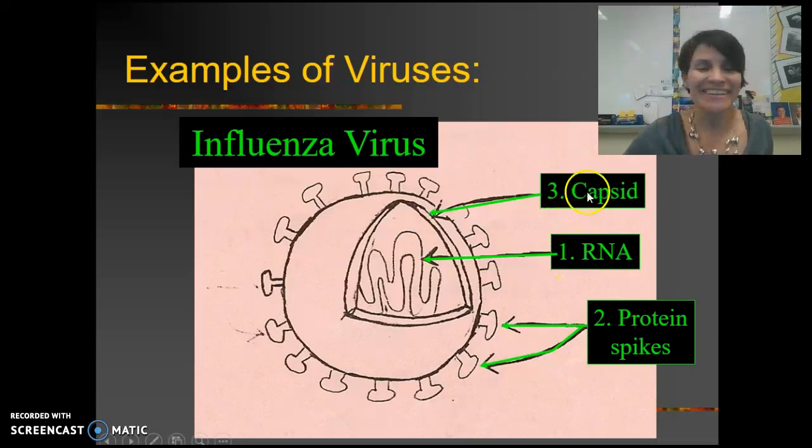On the outside is a capsid, and that's a protein coat again. And then these are the protein spikes. Again, that's how this flu virus knows to attack the throat cells. It's because those protein spikes match up.